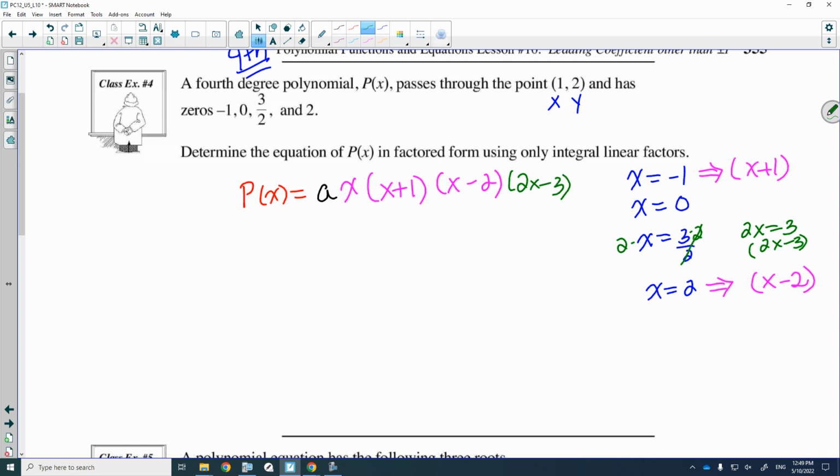Okay, let's double check our degree. So I've got 1, 1, 1, and 1. So fourth degree, what this guy would be. So I know it's either going to both open up or both open down, my end behavior. Okay, let's plug in our point. So our y value that they gave me was 2 is equal to a. My x's are 1s. I'm just going to do this. 1 plus 1 is 2. This guy would be negative 1. 2 times 1 is 2 minus 3 minus 1.